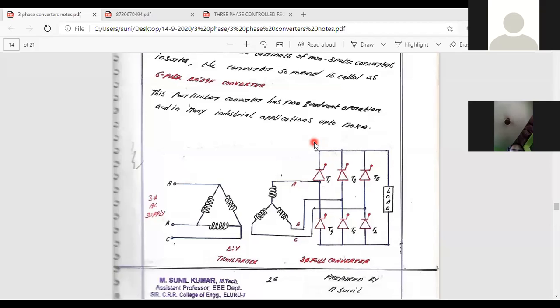Here also the operation is considered for less than 90 degrees and greater than 90 degrees. For greater than 90 degrees, in the case of an RL load, inversion operation is possible as the mean output voltage is going to be negative. So that is related to this.